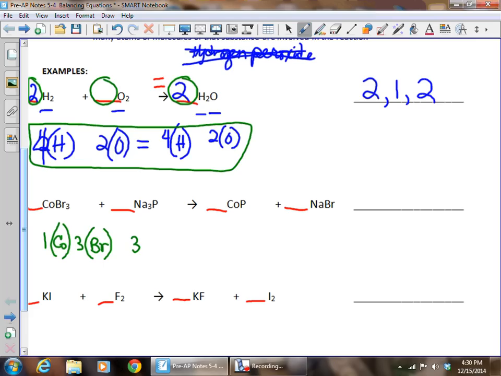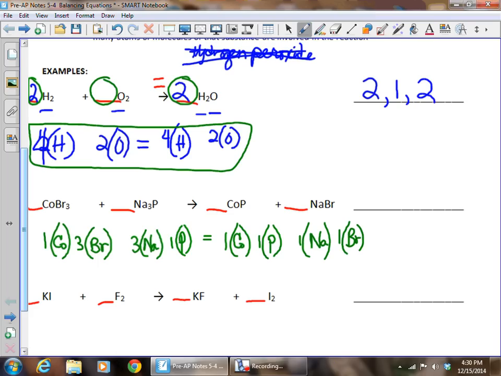And I've got 3 sodiums and 1 phosphorus. On the other side, I've got 1 cobalt, 1 phosphorus, 1 sodium, and 1 bromine. So moving from left to right, which is what I do, my cobalts are good. I've got 1 cobalt here, and I've got 1 cobalt over here. My bromines, however, are not. I've got 3 on the left-hand side, but only 1 on the right-hand side.